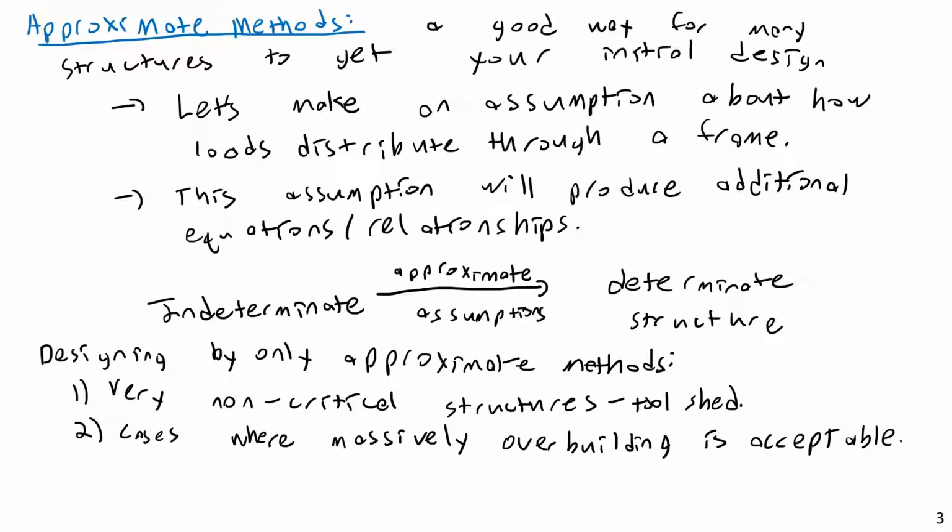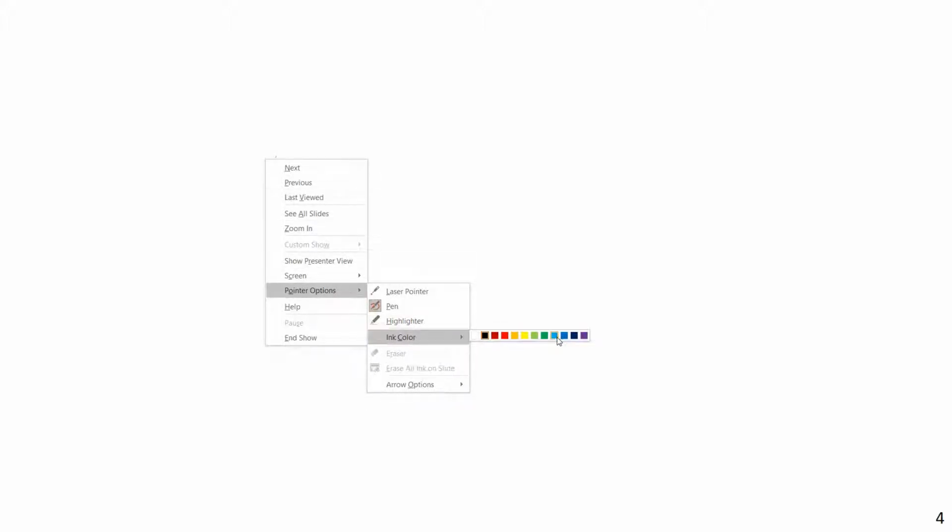But that's usually not what we do, though. So approximate methods, I suppose if it was one of those desert island situations, if I have to do structural analysis while stranded on a desert island, I might design structures using only approximate methods, but otherwise it may not be ideal for pure design. So let's look at some examples of approximate methods.